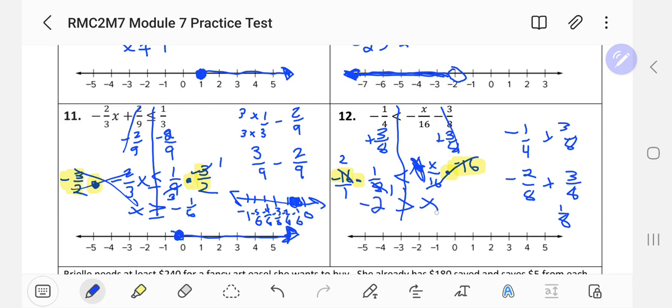Now I'm going to read it from the variable. x is less than negative 2. Open circle on negative 2. And x is less, so we're going to shade left. All right. Now that was a difficult one. Hopefully you followed along. Watch it again if you're a little confused. Ask questions as well if you're stumped. All right. Good work so far.